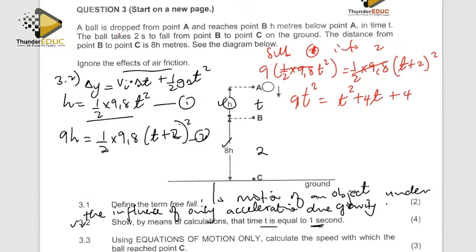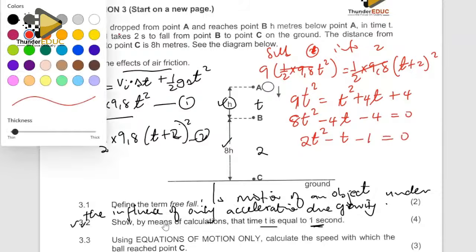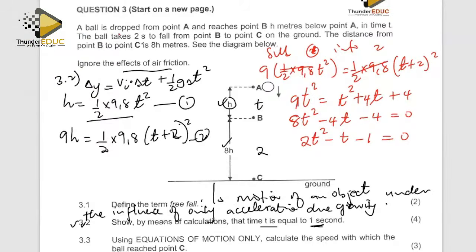Now we have quadratics here. Okay, let's collect the like terms and create the standard equation. So that's going to be 8t squared minus 4t minus 4 is equal to 0. Divide through by 4. So 2t squared minus t minus 1 is equal to 0. Then let's factor this out. Okay. So when we are factoring this out, we're going to have a 2t and then a t. This can be a minus 1. This is going to be a plus 1 is equal to 0.